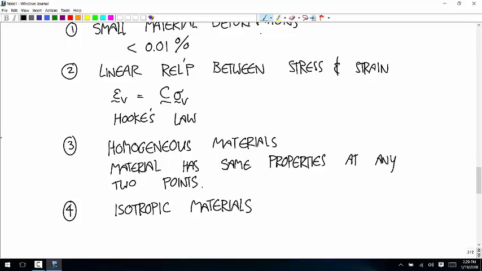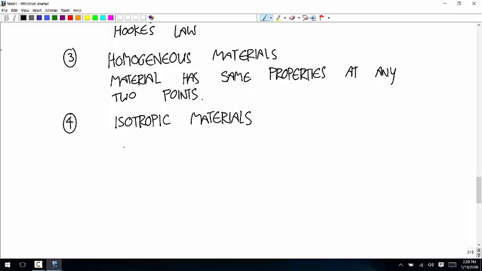So there's no preferred direction, like it's stronger if you load it along this axis, weaker if you load it along this axis. So the material properties are the same in any direction, but think of that as being at a single point in the material.